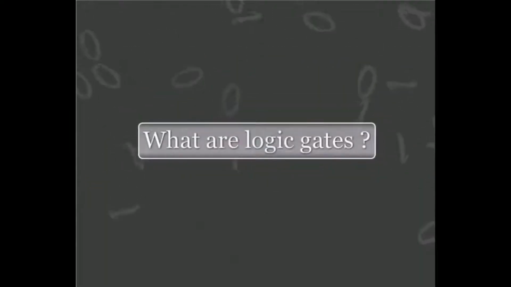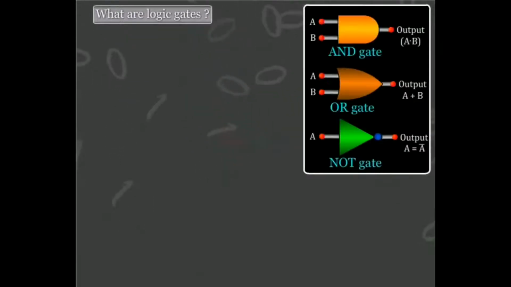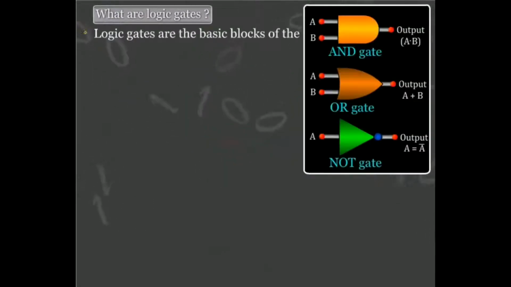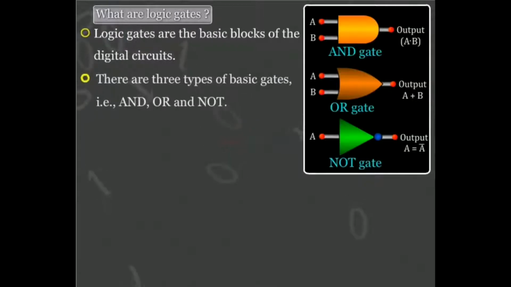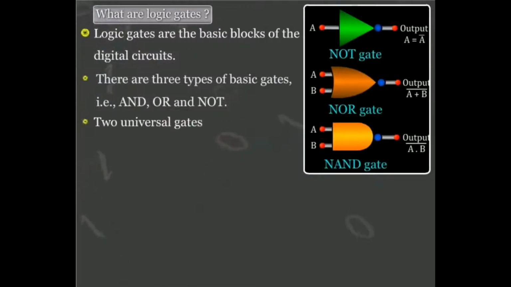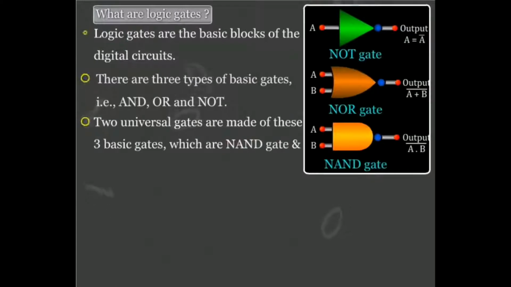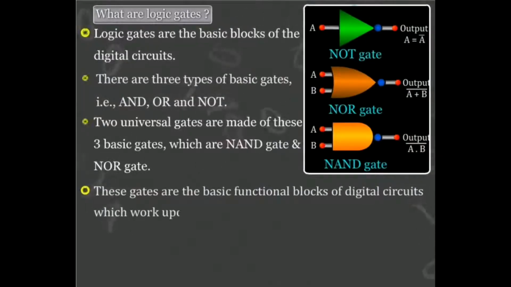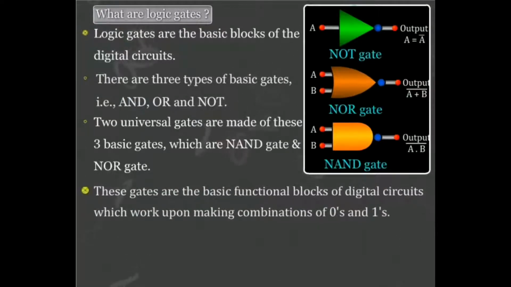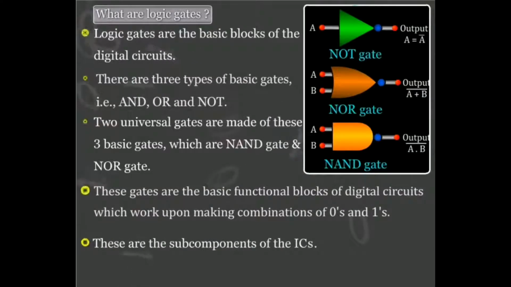What are logic gates? Logic gates are the basic blocks of digital circuits. There are three types of basic gates, that is AND, OR and NOT. Two universal gates are made of these three basic gates, which are the NAND gate and NOR gate. These gates are the basic functional blocks of digital circuits which work upon making combinations of zeros and ones. These are the subcomponents of the ICs.